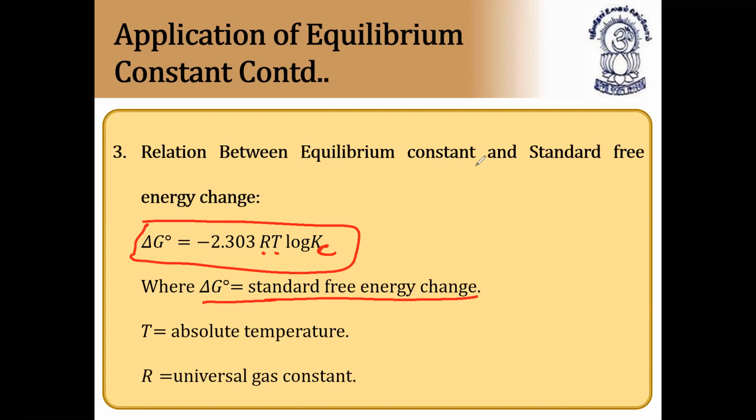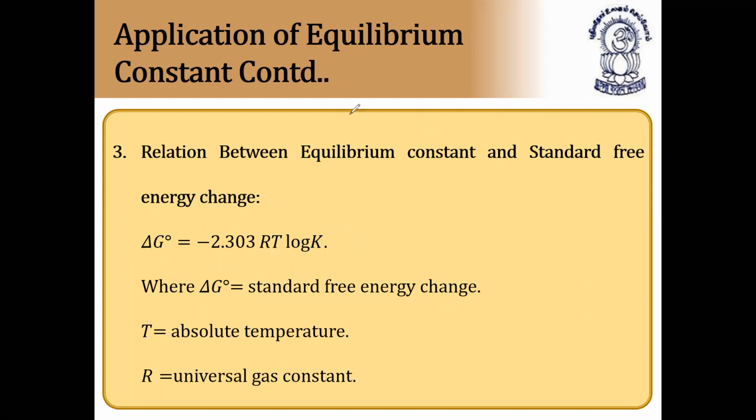So, the relation between equilibrium constant and standard free energy change: delta G is equal to minus 2.303 RT log Kc. Based on this, we have numericals also. So how do we find standard free energy change? By using minus 2.303 RT log Kc.